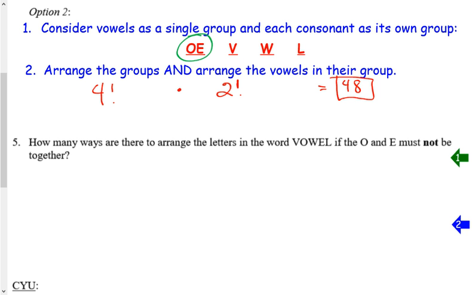Why is this 2? Because there are 2 vowels, O and E. So I have O or E. So I have 2 choices, and then I have 1 choice for the next one.